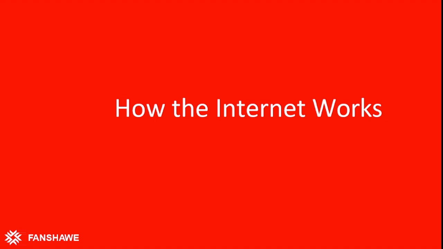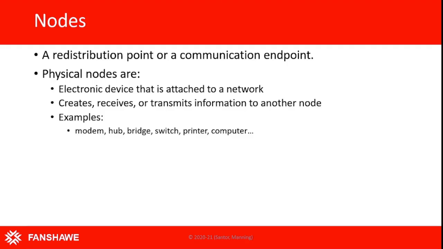So let's look at how the internet works. We have the term node. A node is usually called a redistribution point or a communication endpoint. A physical node is an electronic device attached to our computer network. This could be a modem, a hub, a bridge, a switch, a printer, or a computer. We are not going to discuss further how these are connected to the network. That will be in your computer network classes.